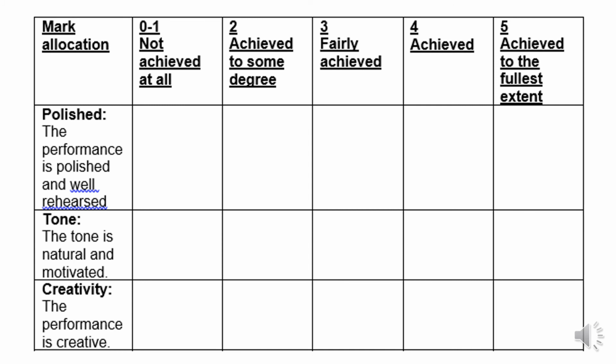Tone. So the tone needs to be natural for the character. So if I, for example, embody a jock, I'm not going to have the same tone as if I'm going to embody an African queen, for example. Okay, so you need to put your tone to the character that you are portraying. Creativity. So are you a little bit creative with the stereotype that you are choosing, or are you just being yourself actually? Okay, so I don't want you to be yourself. I want you to be that stereotype character.